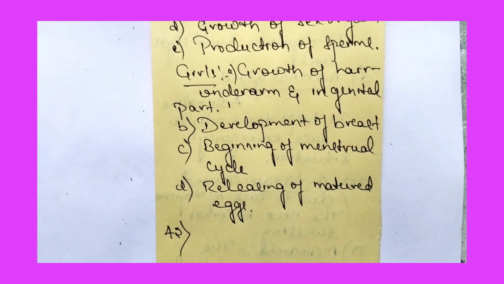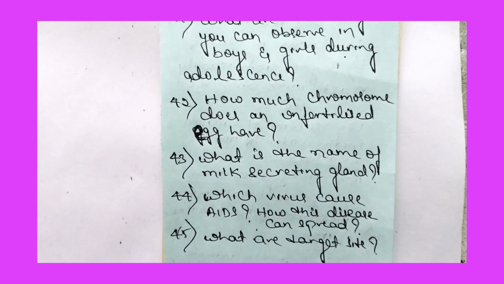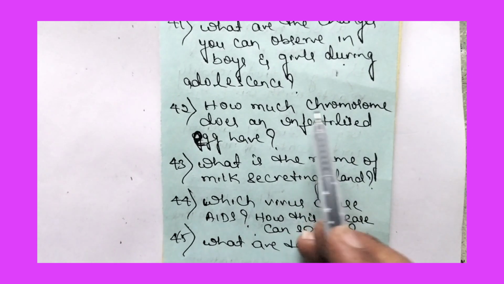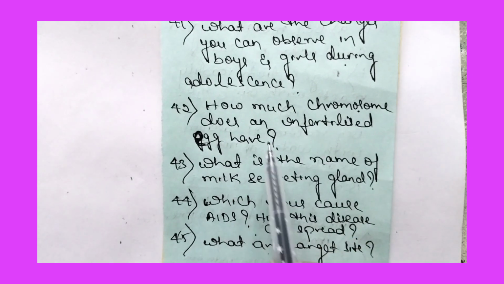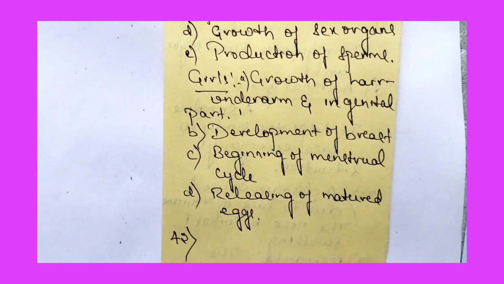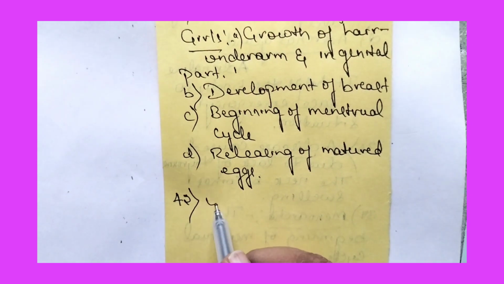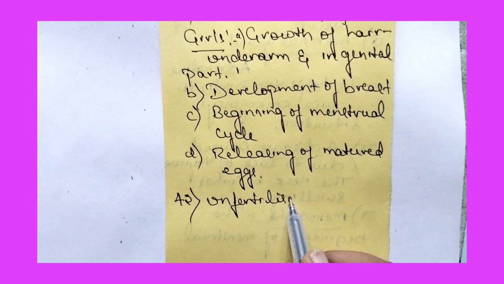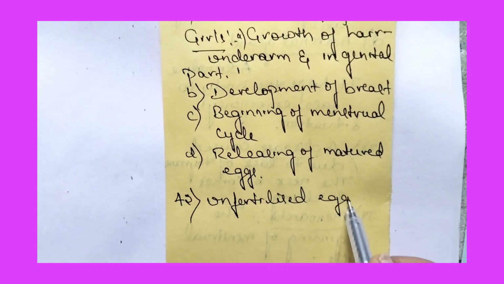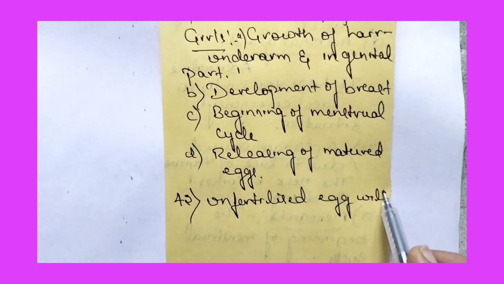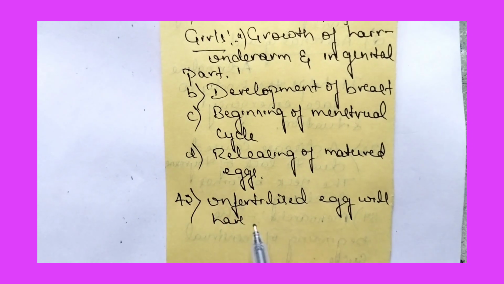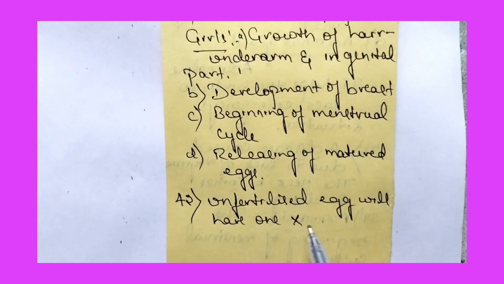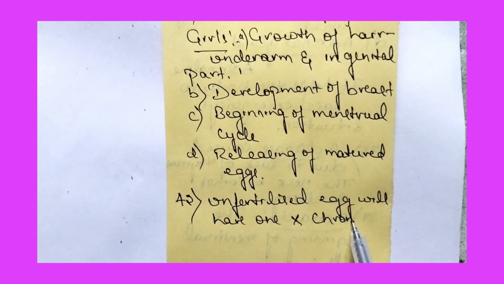Next, let us move to the 42nd question. The 42nd question is, how many chromosomes does an unfertilized egg have? The unfertilized egg will have one X chromosome.